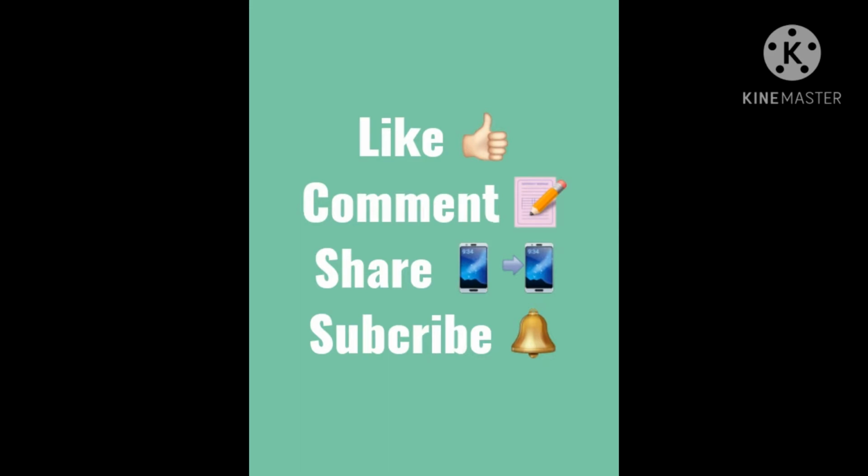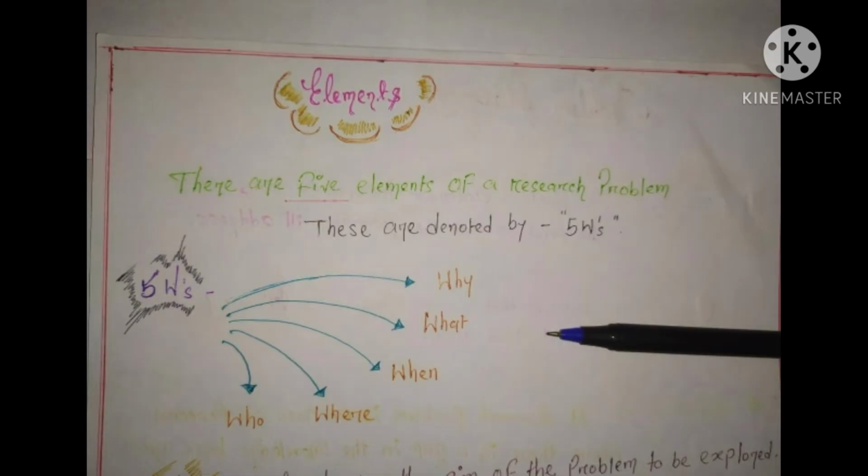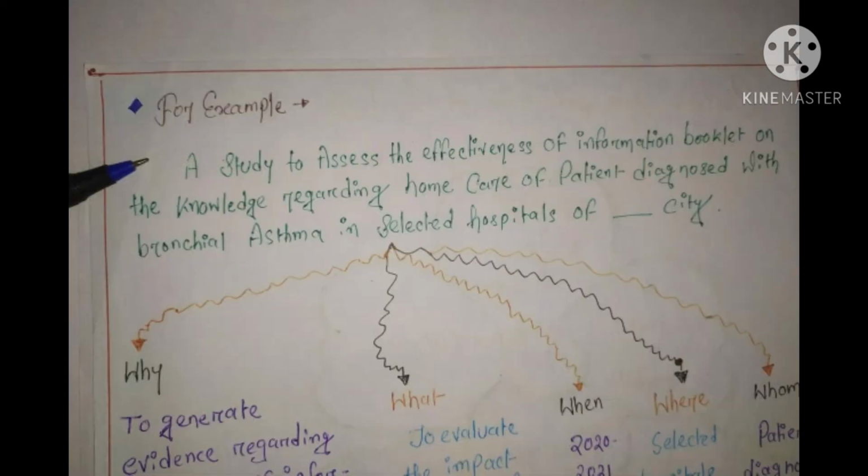Let's start. So there are 5 elements: why, what, when, where and who. See the previous video if you don't understand. The link is in the description box. So let's understand why we need these elements by an example. So the example is a study to assess the effectiveness of information booklet on the knowledge regarding home care of patient diagnosed with bronchial asthma in selected hospitals of, you can put your choiceable city here.